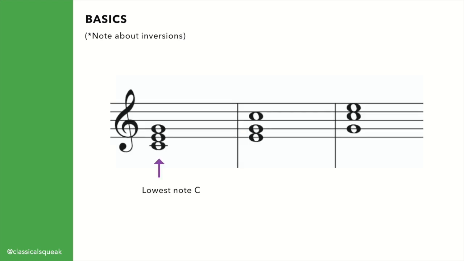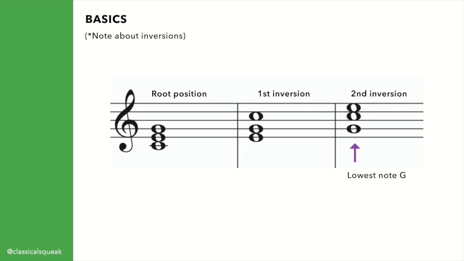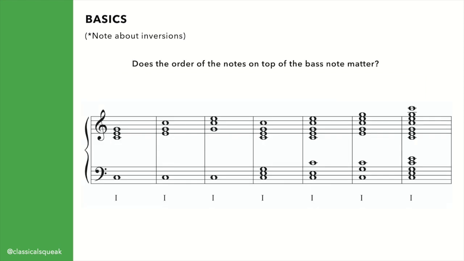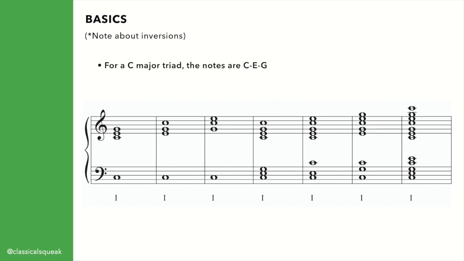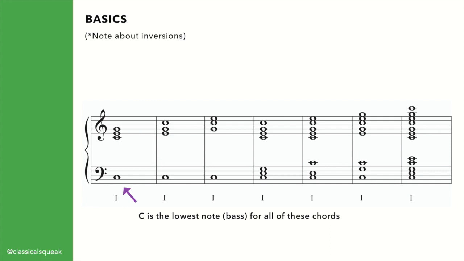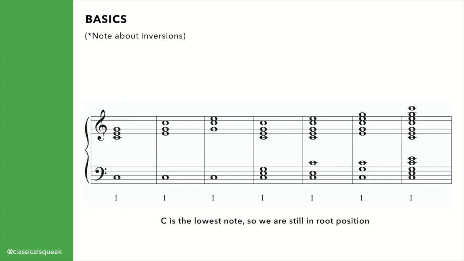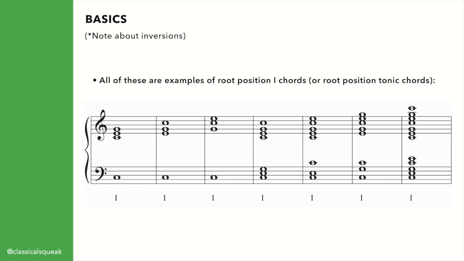So if the lowest note here is C, we are in root position. If the lowest note is E, we are in first inversion, and if the lowest note is G, we are in second inversion. Does the order of the notes on top of the bass note matter? No. As long as the notes of that chord are present, it can be in any order on top of the bass note. That means that if we are using a C major chord, as long as C is the bottom note, and all the notes on top are also C, E, G in whatever order, we are still in root position. If we are in C major, C, E, G is the tonic chord or 1 chord, so all of these are examples of root position 1 chords.